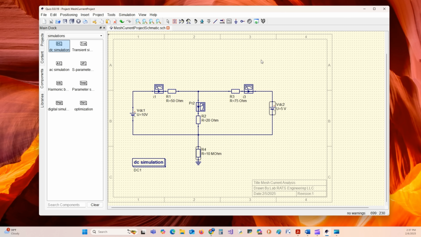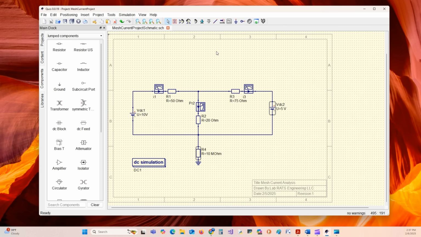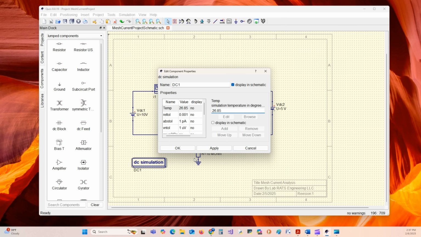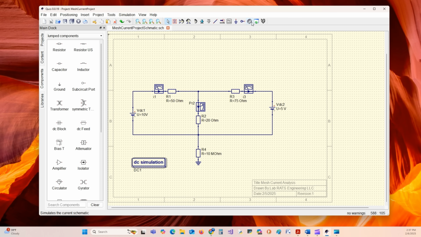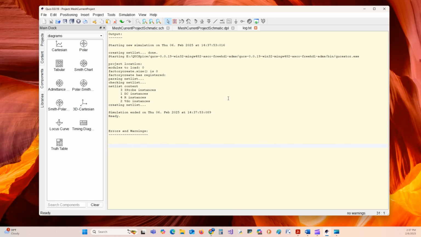Do an F5, see what was wrong with that. Simulation aborted. Okay, it was doing the simulation. All right. This is going to take a little longer than I thought. Let's just look at the properties here. Temperature, DC. So there's nothing we want to change here. We're just going to go with that. So we click that. All right. F5, no errors. Net list. Go back to our schematic.